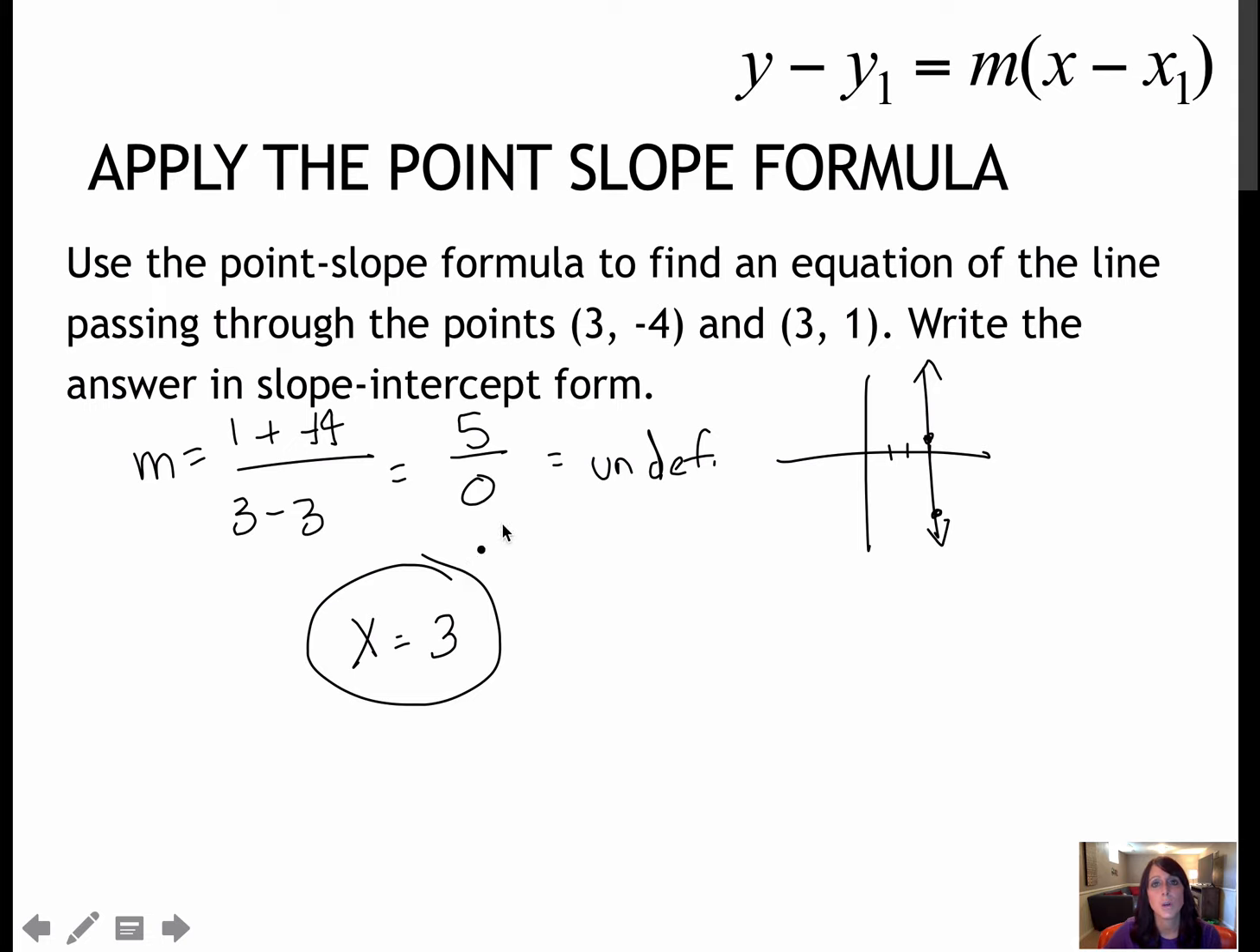So I didn't have to do all of the steps on this one, and notice again both of my x values are 3. So sometimes that's going to happen when your two x values are the same, you'll get an x equals that number. When your two y values are the same, you'll get a line like this, and it'll be y equals whatever number they have in common.